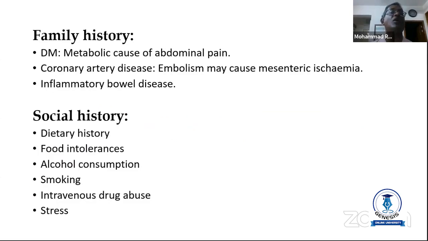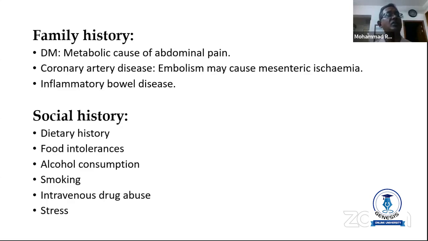In case of diabetes, a metabolic cause of abdominal pain, coronary artery disease runs in the family, inflammatory bowel disease runs in the family, and the social history is also very important. Dietary history, whether the patient is vegan or, আমাদের দেশে এখন অনেক মানুষ আছে, the patient takes only meat and beef and chicken, no meat, no fish, no vegetable. So these sorts of patients will eventually develop diverticulitis, constipation, different sorts of problems.